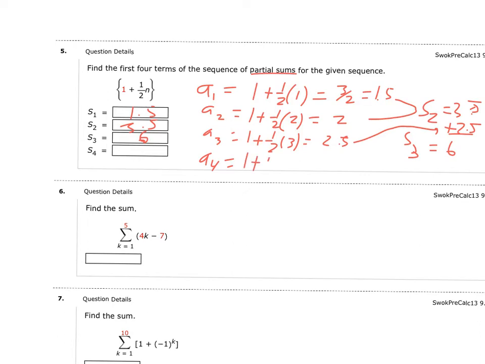So now I need to do 1 plus 1/2 times 4, so then that comes out to 3. But again, I need to then add that to this to get my sum of 9. So you need to keep adding along the way.